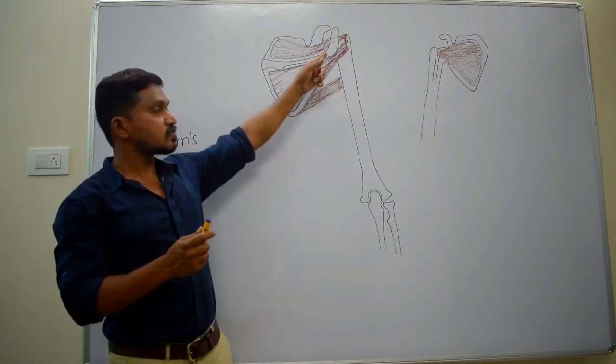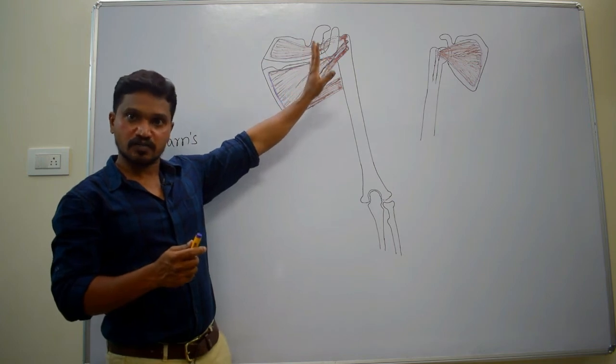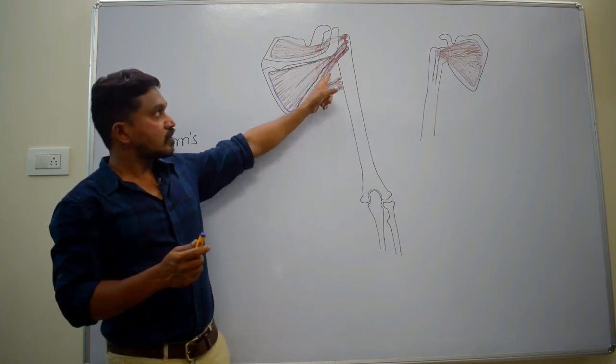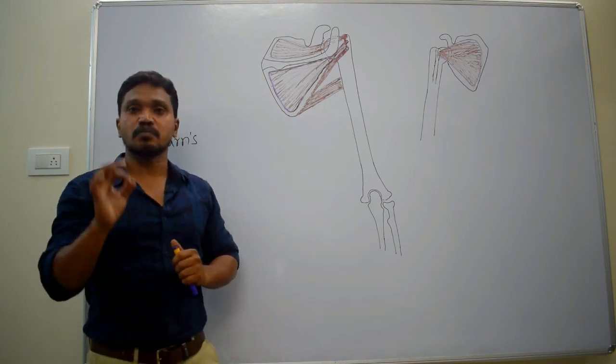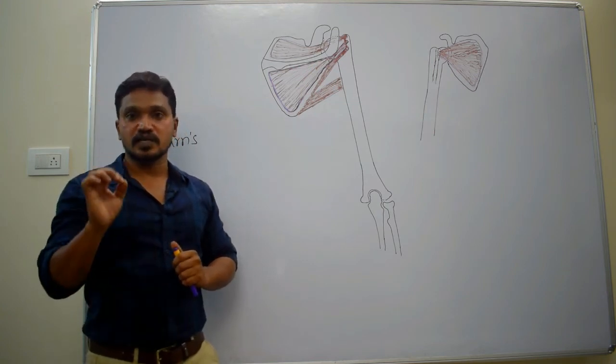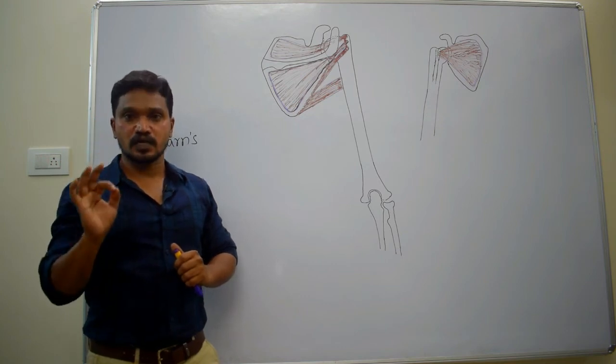Of course, these muscles are forming the rotator cuff. Right? Then what is the nerve supply of teres minor muscle? Teres minor muscle is supplied by the posterior division of the axillary nerve. Otherwise, simply remember axillary nerve.